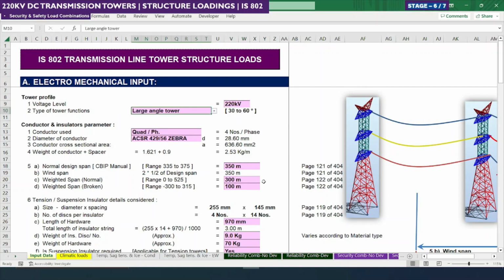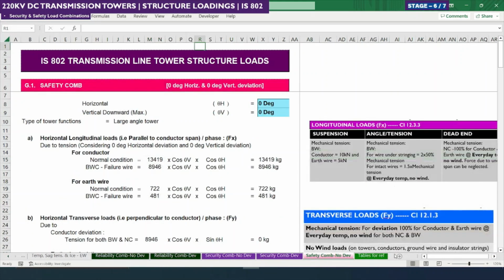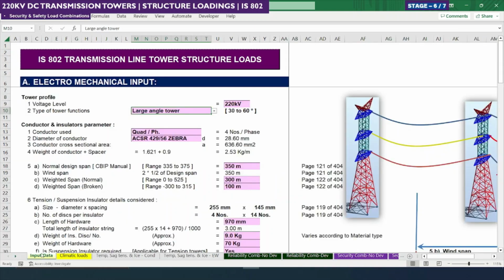So we can consider large angle tower. In this case we need to consider a broken wire for wire under stringing as 2 into 50%. So it is nearly 100%. So 2 into 100% of mechanical tension. I think we need to change this.